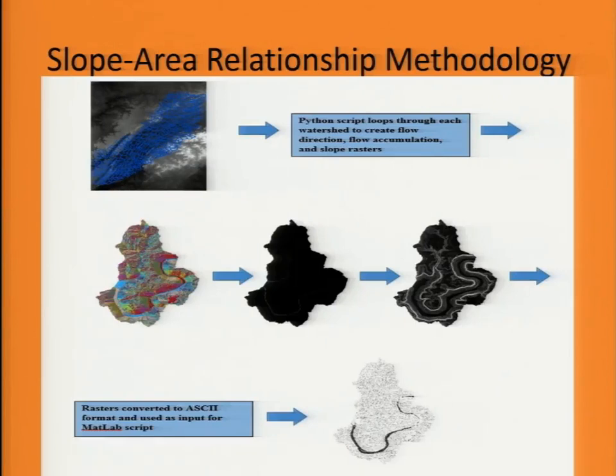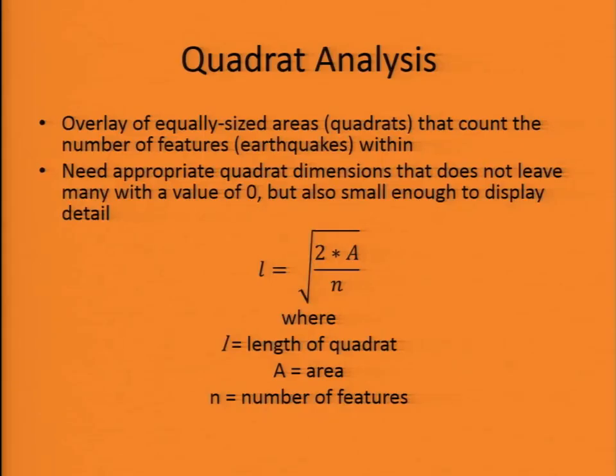And again, I got the methodology here. The same author that wrote that MATLAB script for the hypsometric integral has one as well for the slope-area relationship. So again, I have this Python script here that loops through. We have flow direction rasters, flow accumulation, and then slope rasters. We convert those all to ASCII format and then feed those into that MATLAB script to get our slope-area relationship values at the pixel level.